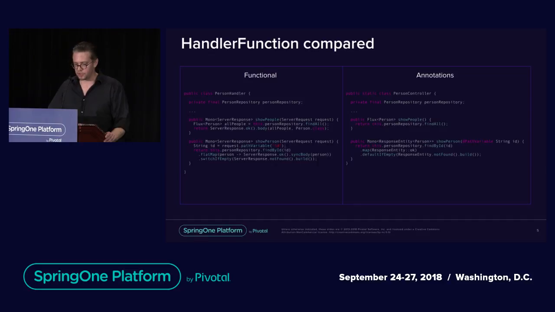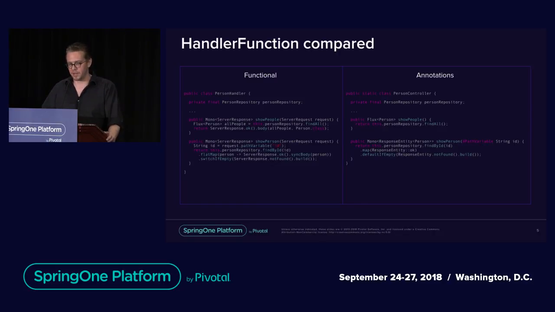Basically, you're using a path variable. Well, in the annotation-based variant, you get that from an annotation, right? Makes sense, the ID. And then you use that ID to find one and then map it to a response entity with OK status, if it's there. And if it's not there, you would build another entity, a not found entity. So I hope you can see that it's very similar.